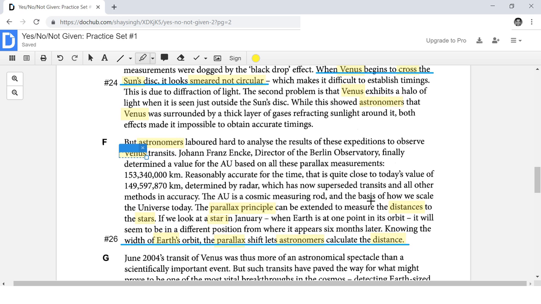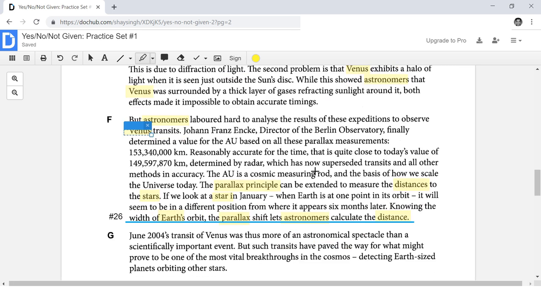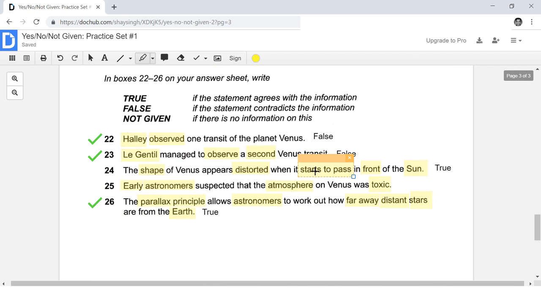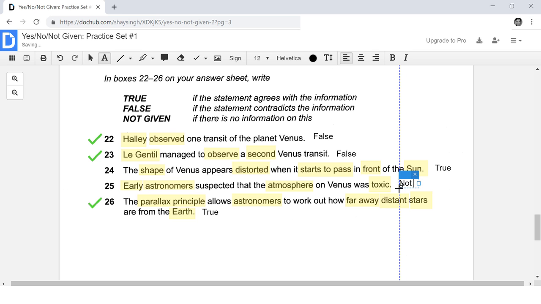All of the methods. Guys, they're talking about accuracy. They're talking about Venus and transits. I see nothing about the word toxic. I see nothing about it being poisonous or hazardous or harmful. I don't see any synonyms and I don't see this keyword. So what do you think the answer is going to be for this question for number 25? Not given. The information is missing, right? So the answer is going to be not given.